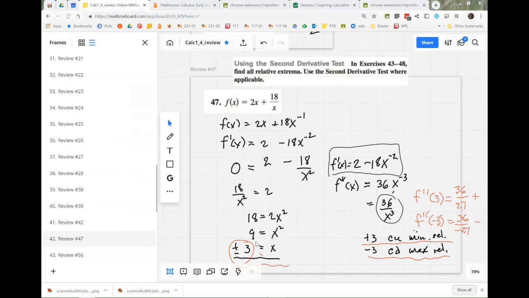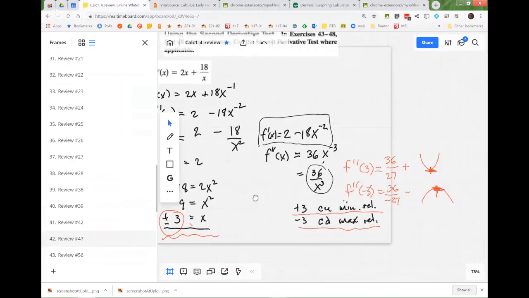Now, here's what this can tell us. What's the second derivative at those two critical points we found? The second derivative at 3, well, 3 cubed is 27. 36 over 27 is positive. What does that tell me? The curve is concave up at positive 3. And if it's concave up, did I draw a picture? Yeah, it's concave up. And so that must be a relative min. It's got to be sitting at the bottom.